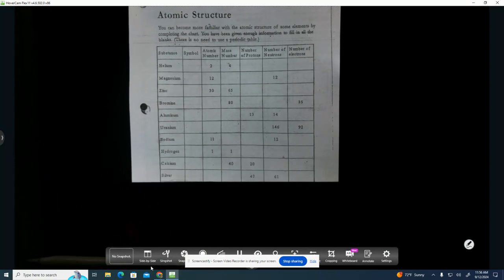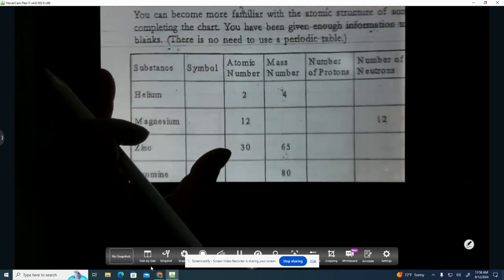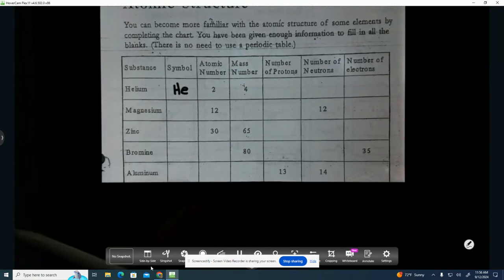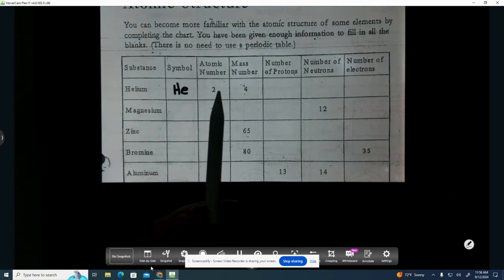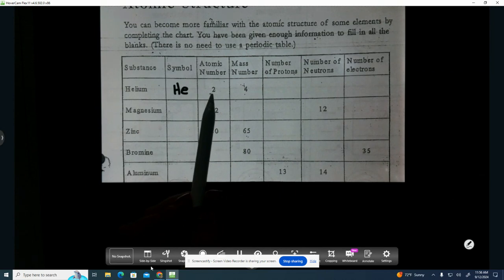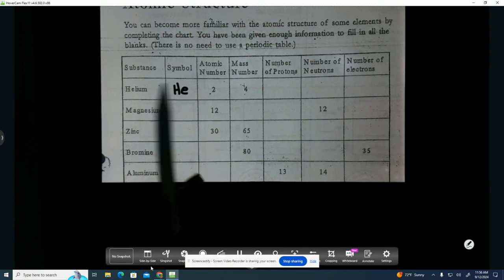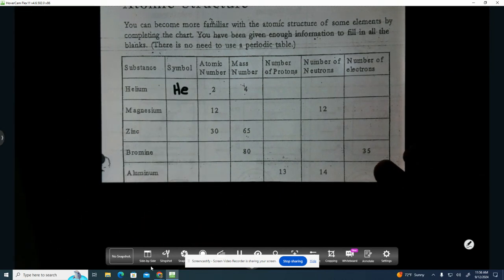Helium. What is the symbol, Ava, of helium? He. Okay. Atomic number is 2. The mass number is 4. Notice they called it a mass number and it's a whole number, right?